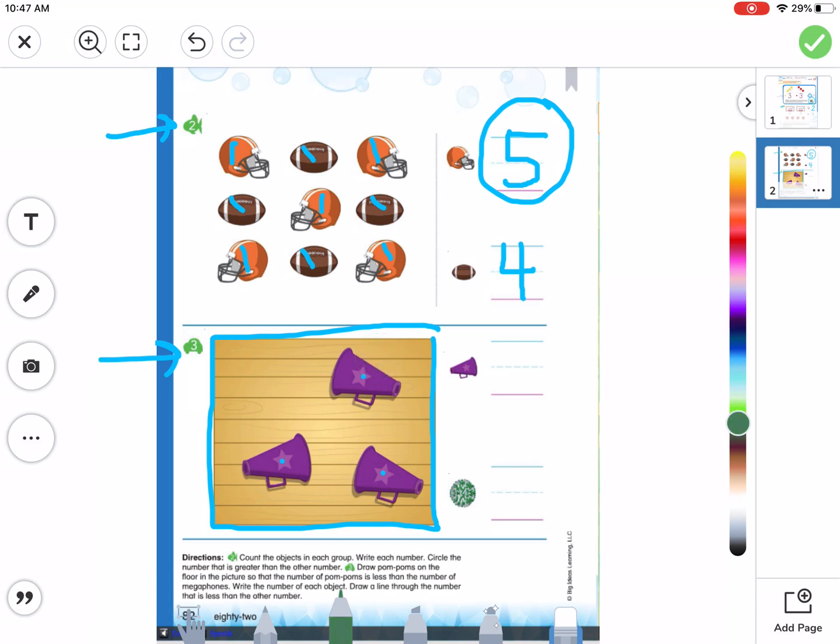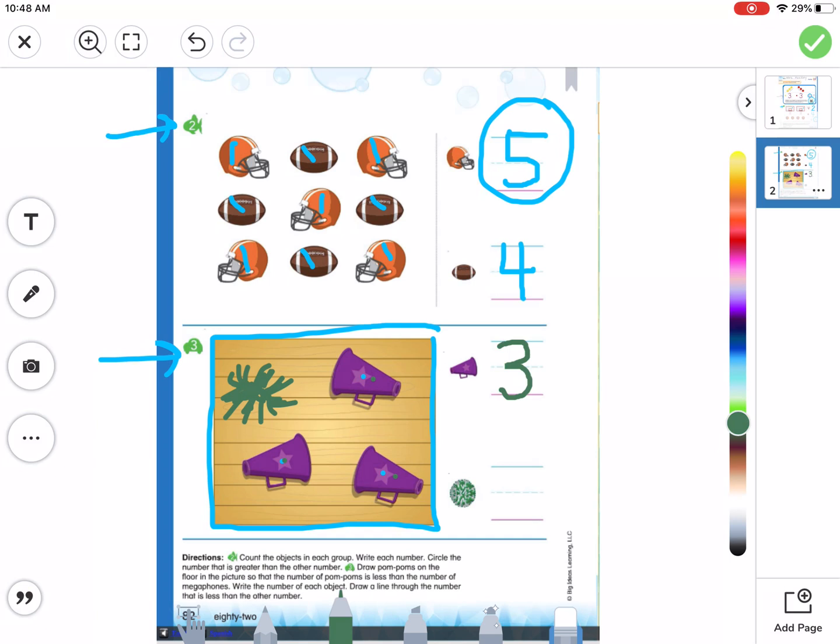And I'm just going to do this. Doesn't look like a pom-pom, but it's going to have to be good enough. I'm just going to draw 1. You can draw 1 or you can draw 2. Now it wants us to count the megaphones. So there are 1, 2, 3 megaphones. Write your number, 3.